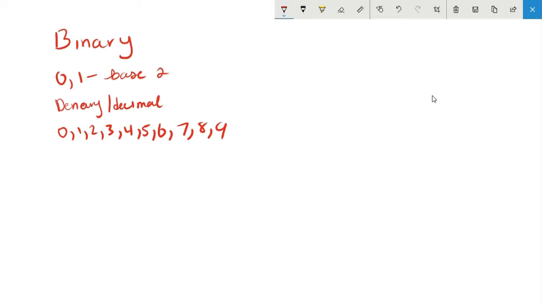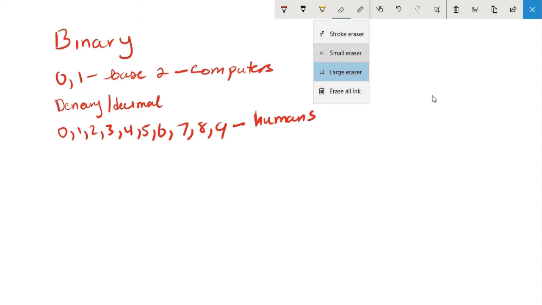Now base 2 is what computers understand, and base 10 is what humans understand. What I'm going to show you is how to convert from base 10 or decimal to base 2 binary. There are 3 different ways in which you could do so. I'm going to start with method 1.